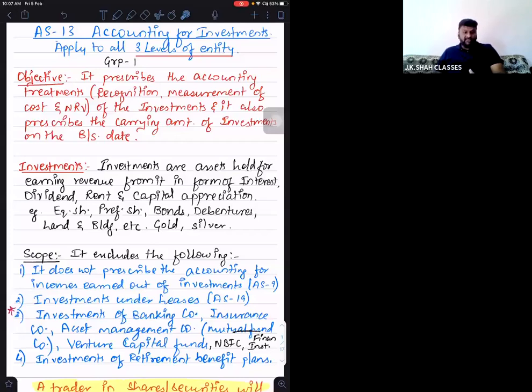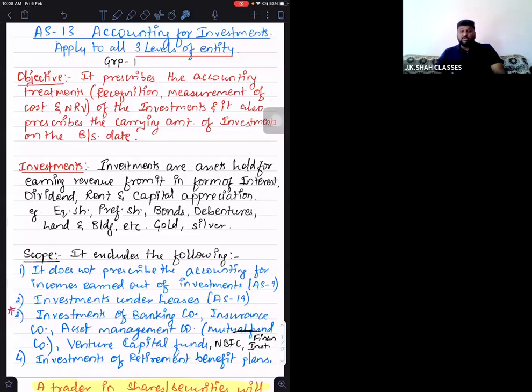Then fourth point, very important, investments of retirement benefit plans. You have LIC retirement benefit plans, you have HDFC retirement benefit plans. So when these plans invest somewhere, those investments are not covered under AS 13. Right? Gratuity plans are there. So when these retirement benefits collect money from the employees and they invest it somewhere, on those investments, AS 13 is not applicable. They are called investments of retirement benefit plans. I hope you're understanding this point.